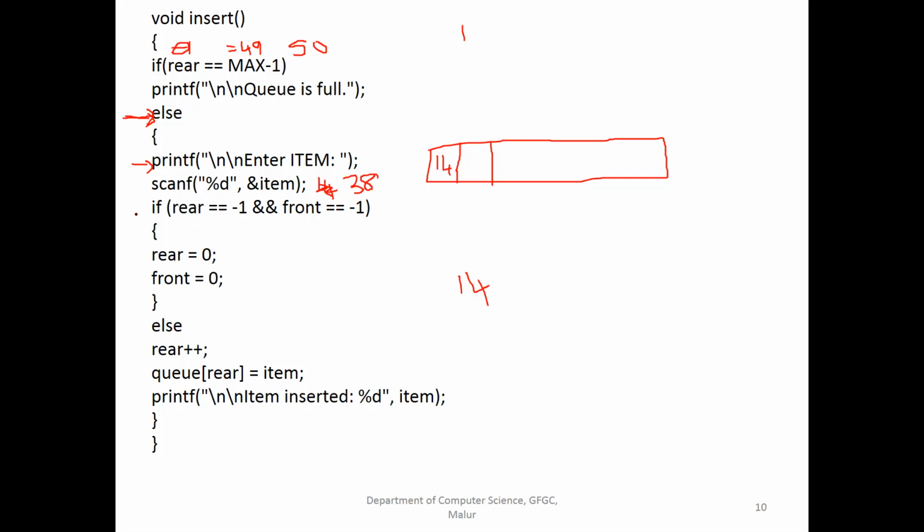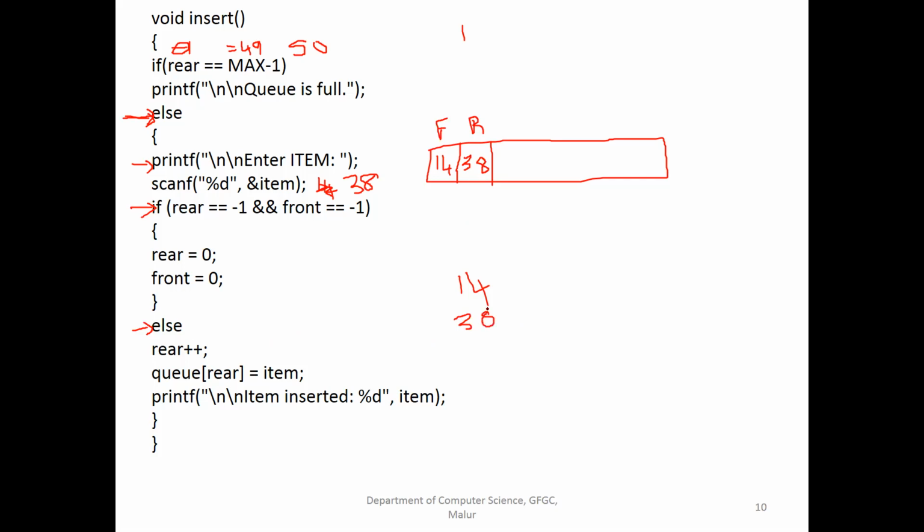With this value, it will check whether rear is -1 and front is -1. In our example, rear is 0 and front is also 0, so both conditions won't be satisfied and it will come to the else part. Front remains 0, but rear will become 1, and in the second position, 38 will be stored. So here front will be 0 only, but rear will have incremented to 1. Then on the output screen, it will show item inserted 38.